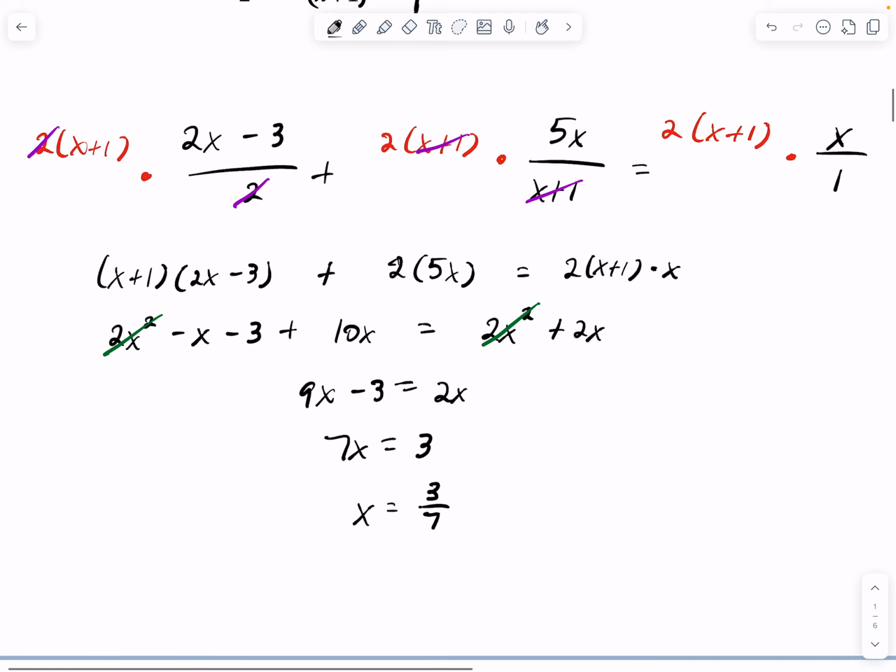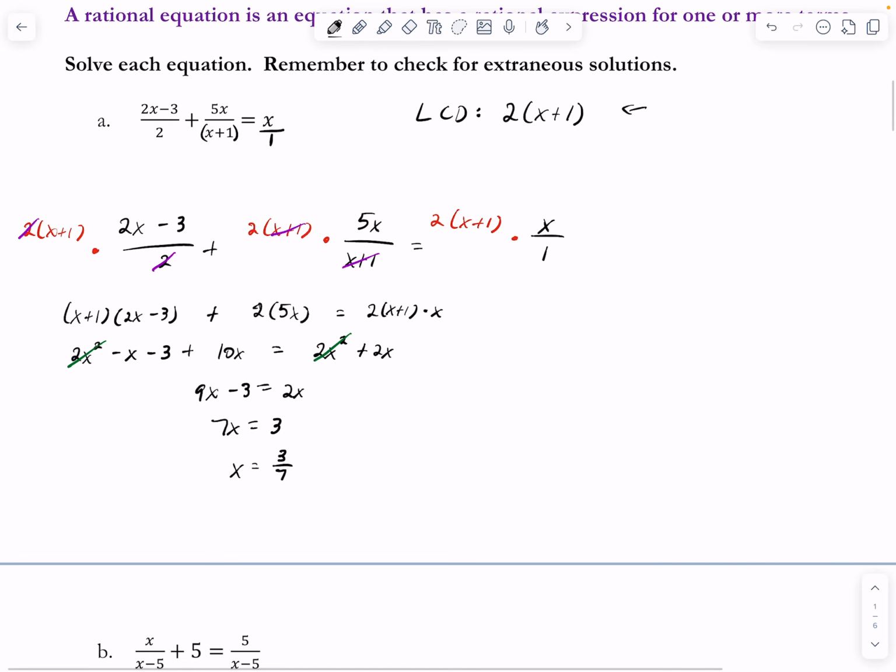Now, when you solve a rational equation like we just did, you always need to check to make sure that this solution is not going to make any denominator in the original equation become 0. And really the only thing I had to worry about was this denominator here, x plus 1. That's the only one that has a variable in the denominator. And if I plugged in 3/7, right, 3/7 plus 1 in that denominator would not be 0. So this is okay, all right? But you always want to do that check.